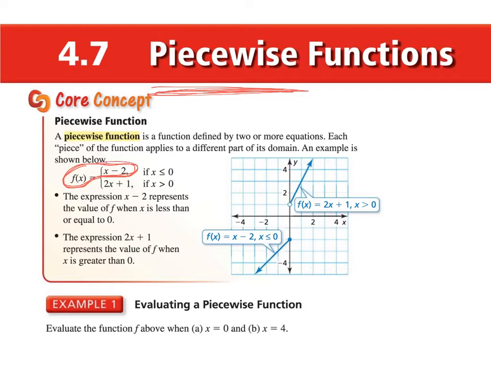You've seen that before, x minus 2. If you look at the grid over here, here's the line x minus 2. All right, there's the line. And then here we have this other line. So they're graphing multiple pieces of different functions or equations on the grid. So here we have the line 2x plus 1.